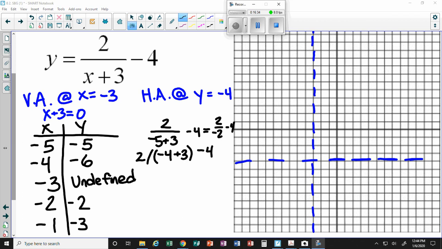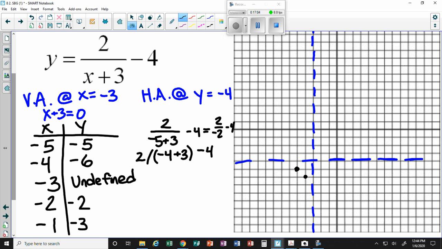So, I got to plot my points now. So at negative 5, my y value is negative 5, and x is negative 5. So, negative 5, negative 5. So that's right there. I got to plot negative 4, negative 6. That's one back, down, so negative 4, negative 6 is there. So now, I can go ahead and sketch that part of the graph if I want to.